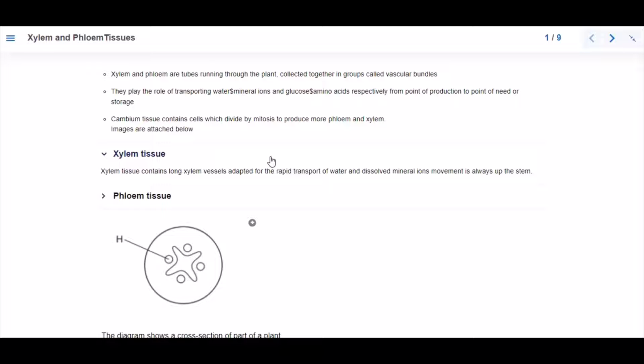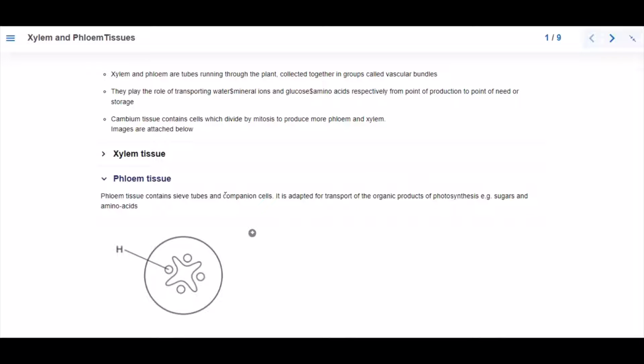Xylem tissue contains long xylem vessels adapted for the rapid transport of water and dissolved mineral ions for their movement upwards the stem. Phloem tissue contains sieve tubes and companion cells. It is adapted for transport of the organic products of photosynthesis, e.g., sugars and amino acids.